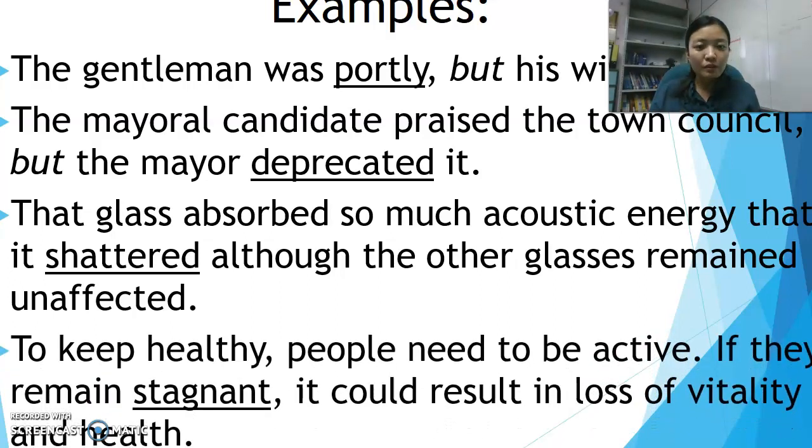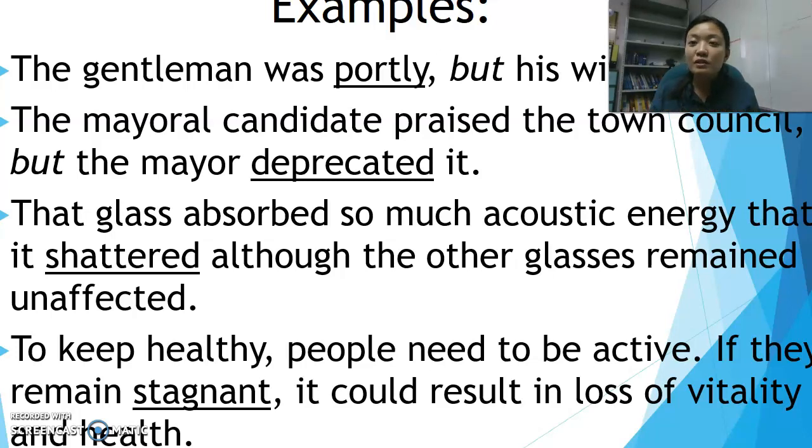Final one. To keep healthy, people need to be active. If they remain stagnant, it could result in the loss of vitality and health. Alright, so if they are stagnant, they will be at a loss. Whereas if they are healthy, what should they do? They need to be active. So the opposite of stagnant would be active.